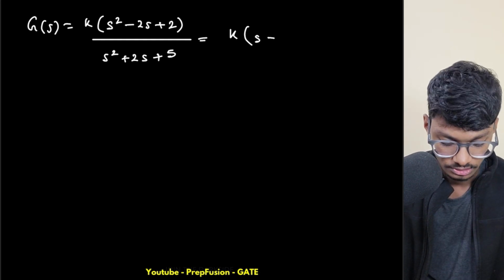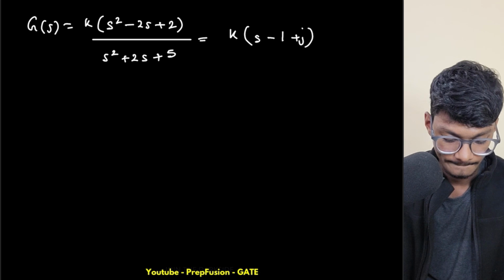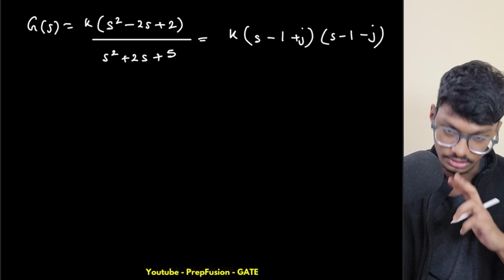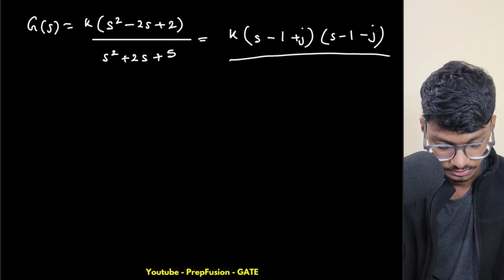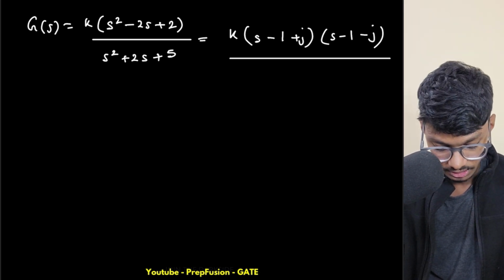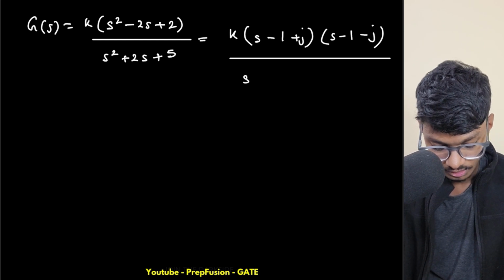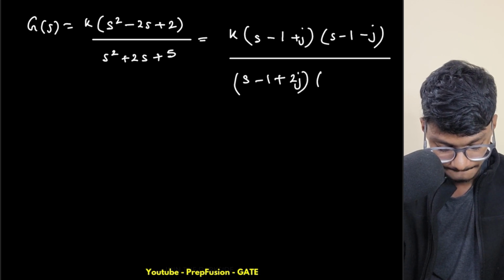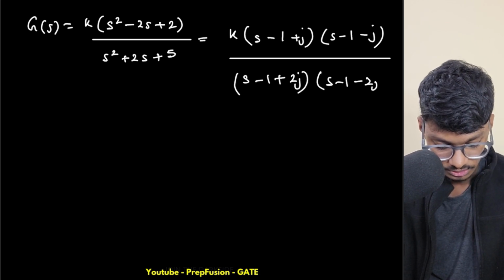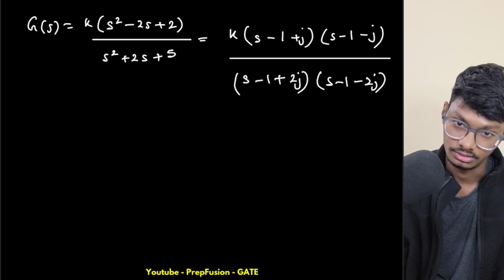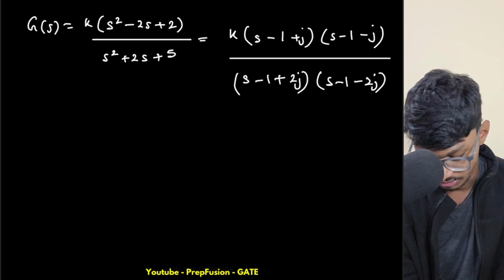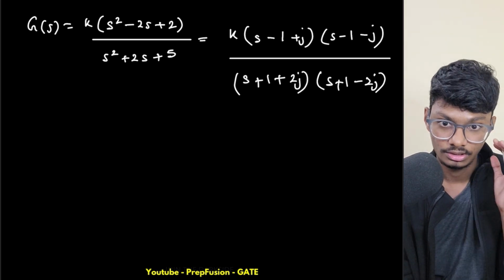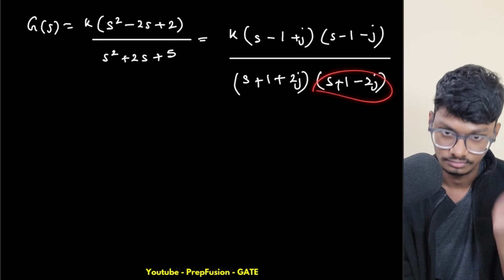I can further simplify this. With 2 zeros and 2 poles, the zeros were at minus 1 plus j and minus 1 minus j, and factorizing them, this is s minus 1 plus 2j and s minus 1 minus 2j. Now, sorry, this will not be s minus 1, this will be s plus 1. If I put s equals to minus 1 plus 2j, then this will blow up.